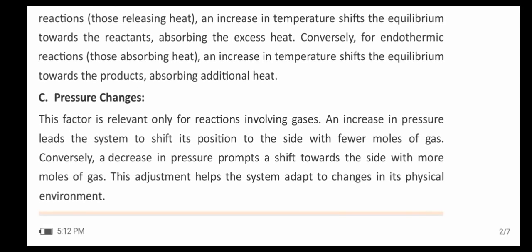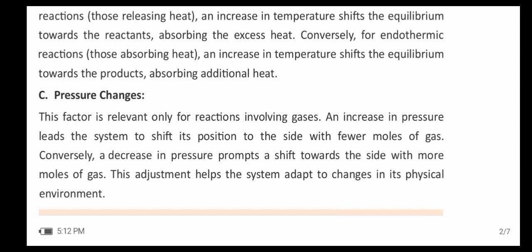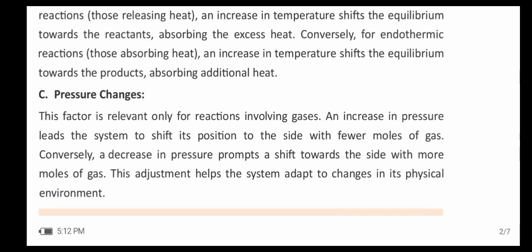This factor is relevant only for reactions involving gases. An increase in pressure leads the system to shift its position to the side with fewer moles of gas. Conversely, a decrease in pressure prompts a shift towards the side with more moles of gas, since this adjustment helps the system adapt to its physical environment.